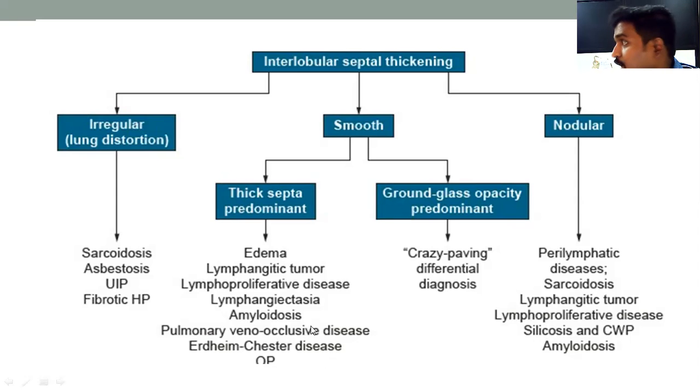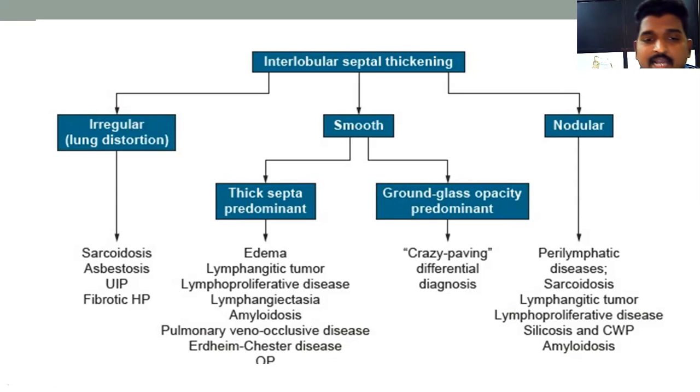with cardiac failure. You could see all the curly lines, you could see all the smooth thickening, similar to a cardiac failure. But when you analyze the patient, this patient will have PVOD and organized pneumonia also. And if you see a smooth septal thickening along with ground glass opacity, then it gives you a clue that you are dealing with a crazy paving appearance.